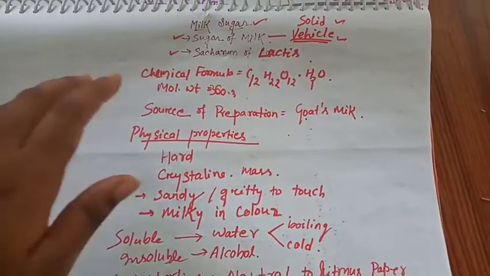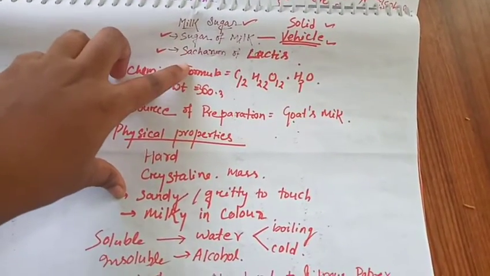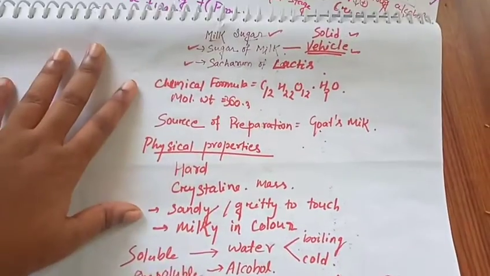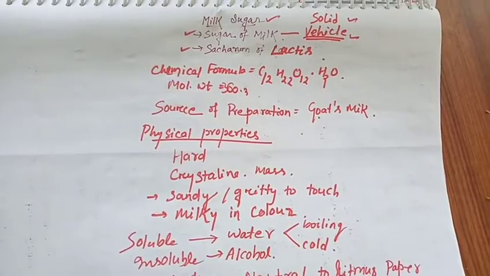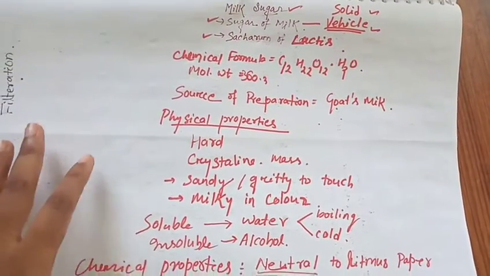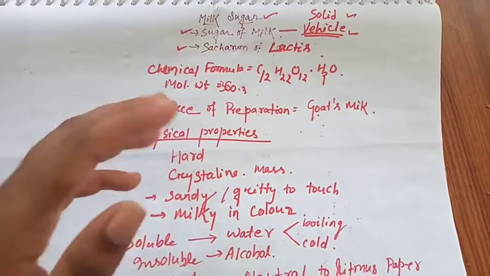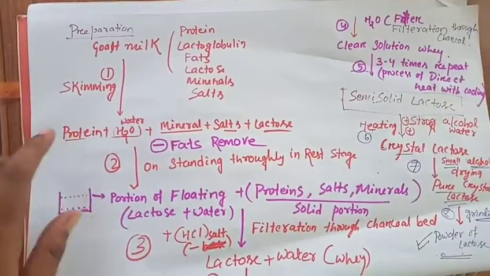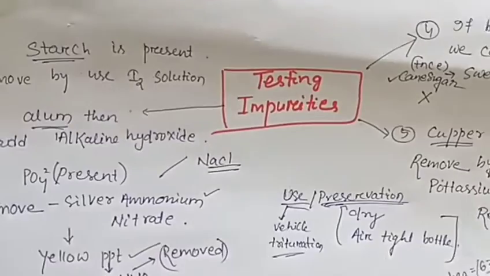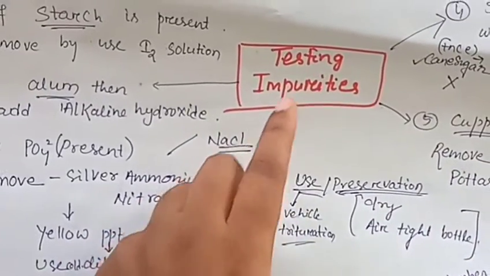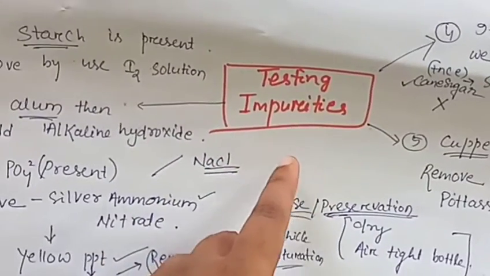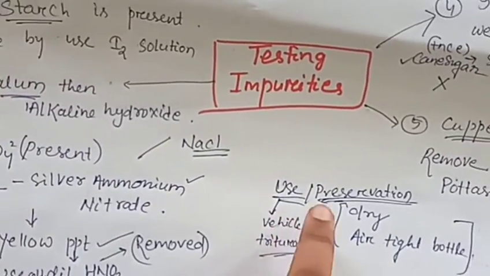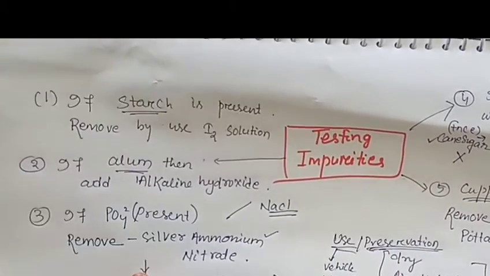If the question asks about the preparation of saccharum lactis from the raw material, how it is prepared and its properties, then it is defined clearly in this video. What is described in this video is its physical properties, chemical properties, how it is prepared, how its purity is checked by testing, how impurities are removed, and then its use and preservation. All these things are discussed.